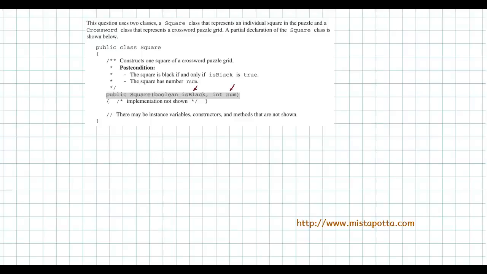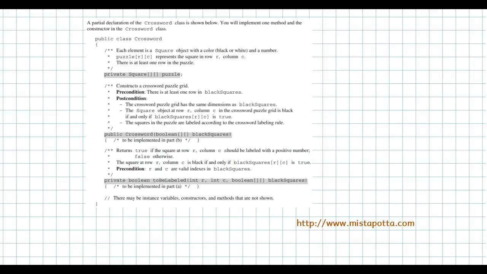Keep in mind that if it doesn't have a number, as we'll see later, we're going to put a zero in there. So we're going to have to go top down, left to right, given some array of black squares, which is just Boolean, yes it's black or no it's not, and create a puzzle. But before we do that, we have to come up with a private helper method, isLabeled, which tells us if the conditions are right for this to be one of the blocks that are labeled.